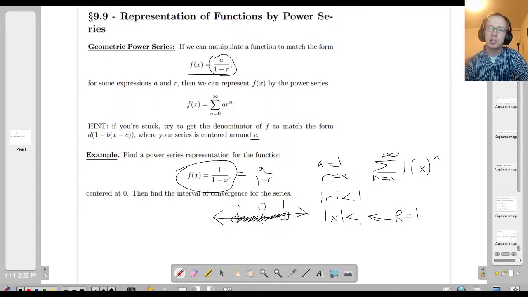Okay, and normally I would say we should go back and check the endpoints. But honestly, anytime we have a geometric series, we already know it's not going to converge at the endpoints. It's not inconclusive when the absolute value of r is equal to 1. It just straight up diverges when the absolute value of r is equal to 1. Okay, so I don't even need to check the endpoints because this is a geometric series. So my answer here is that the interval of convergence for that series is, sorry, wrote it incorrectly, all the numbers from -1 to 1, not including those endpoints, which is why I'm using parentheses here.